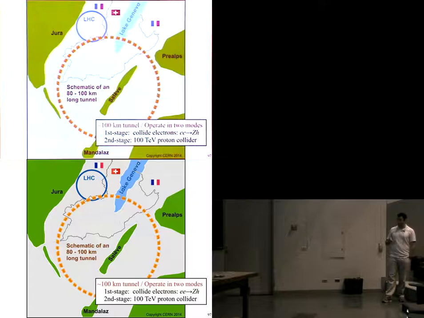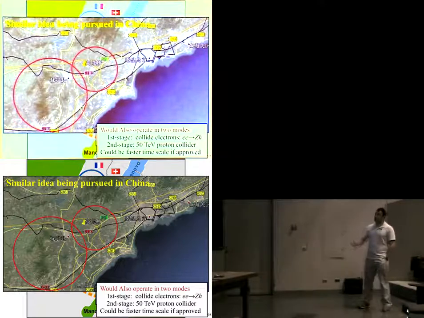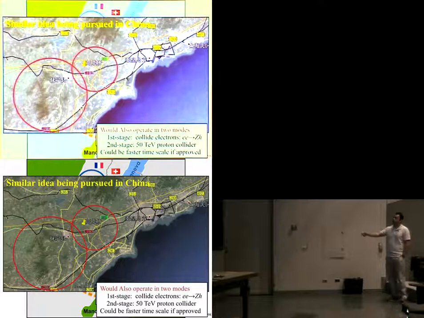And then there's a second stage when we would collide protons in this big ring, and we think we can get up to about 100 TeV, so 10 times more energy than what we have now. Okay, this is a proposal that's happening at CERN.